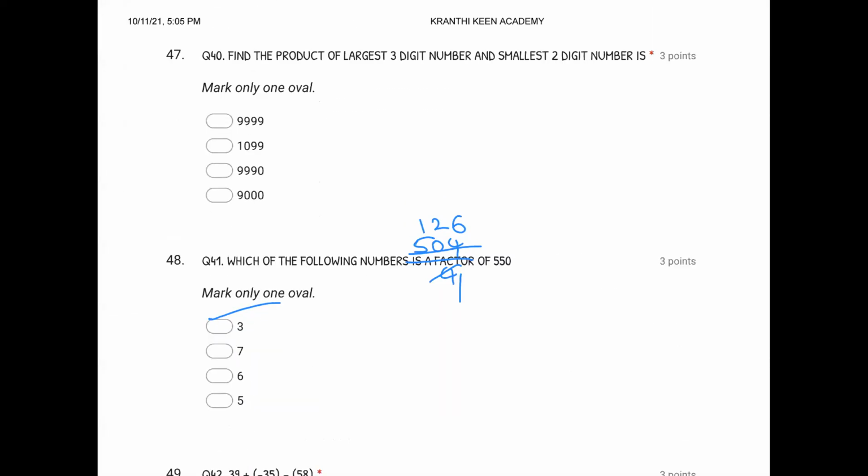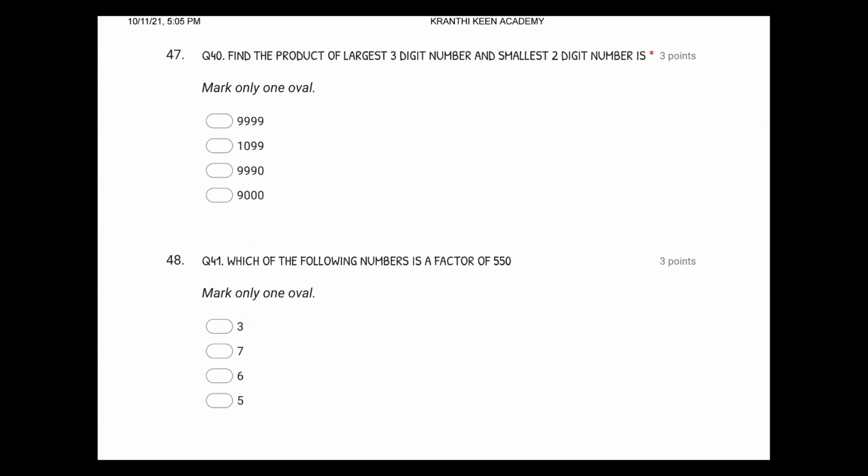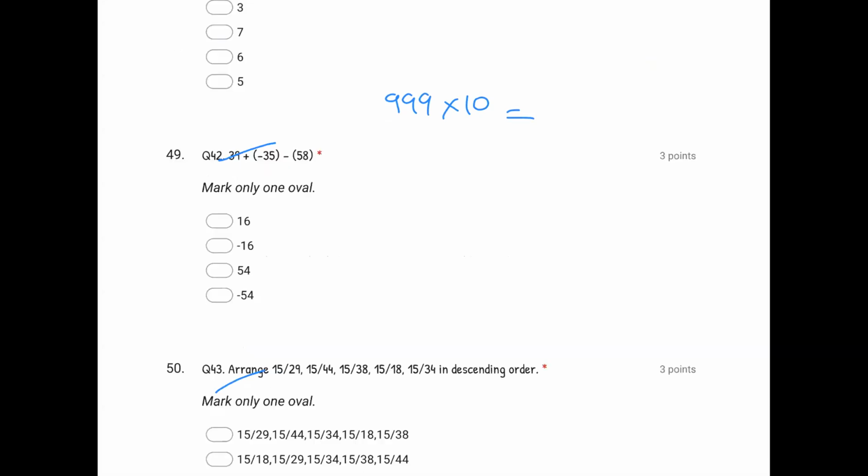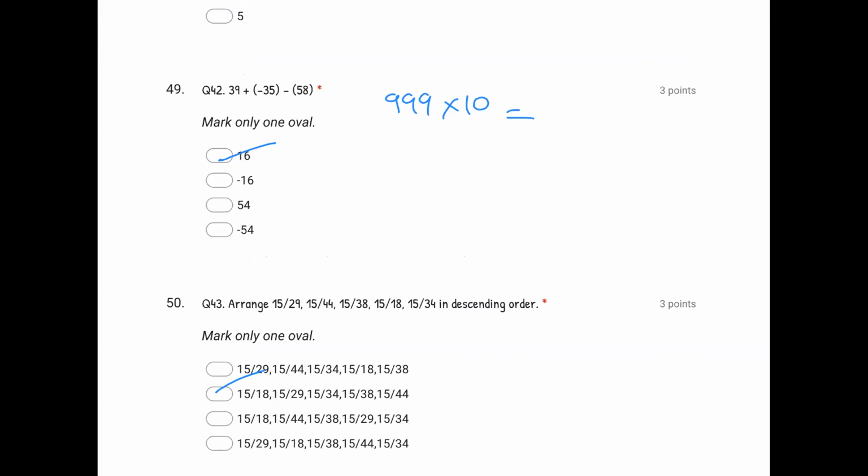Find the product of the largest 3-digit number and the smallest 2-digit number, 10. It is 9990. Which of the following numbers is a factor of 550? 550 factor means 5 table, because if the last digit is 0 or 5, it is a compulsory factor of 5 only.